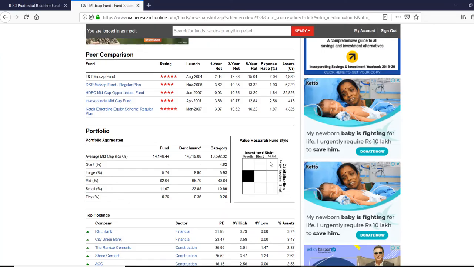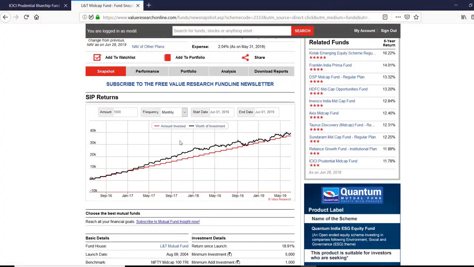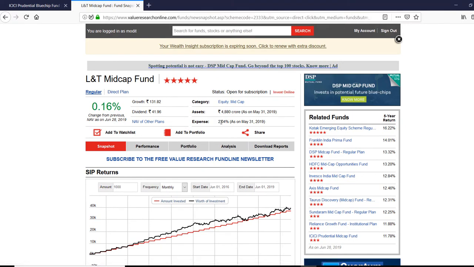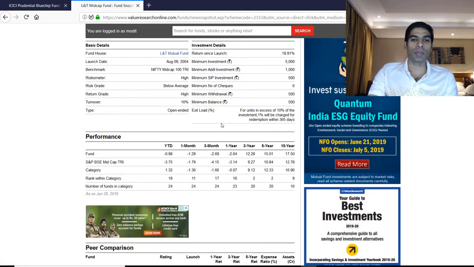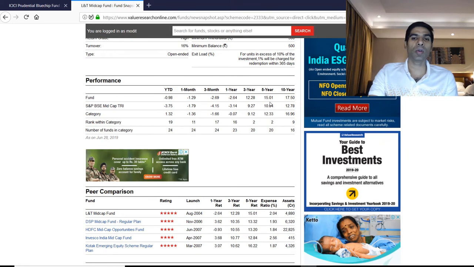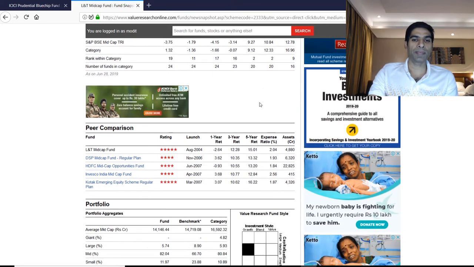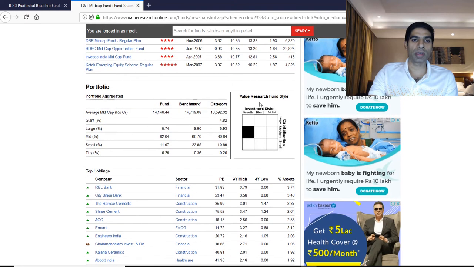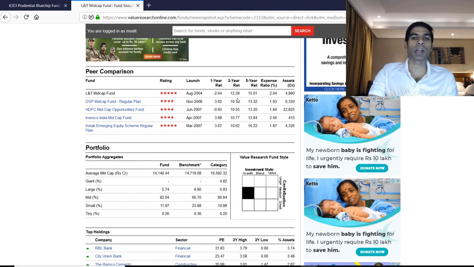Now let's go on to Value Research and let's look at L&T Midcap Fund. Here the L&T Midcap Fund has an expense ratio of 2.04%. So if we check, it has performed pretty decently over the long period. Now we check the peers' performance, right? L&T fund has given 12% kind of a return, 15% kind of a return, and the expense is 2.04%. Last year has not been good. It has given negative return, whereas the peers have been able to post positive returns.